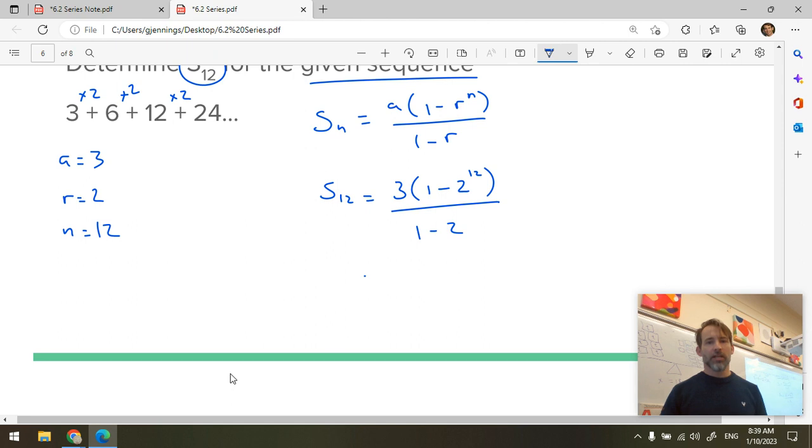Right? Notice that 1 minus 2 to the 12 is going to be a negative number, because 2 to the 12 is much bigger than 1. And 1 minus 2 is also a negative number. So that's how this is going to be negative divided by a negative to give us a positive.